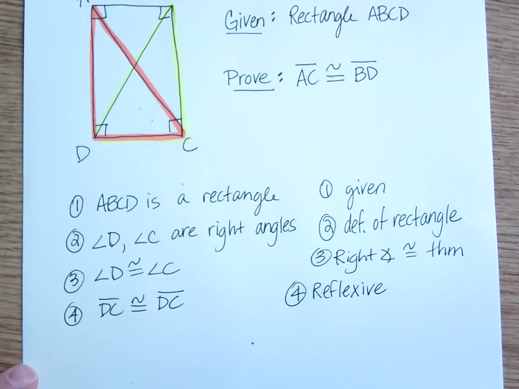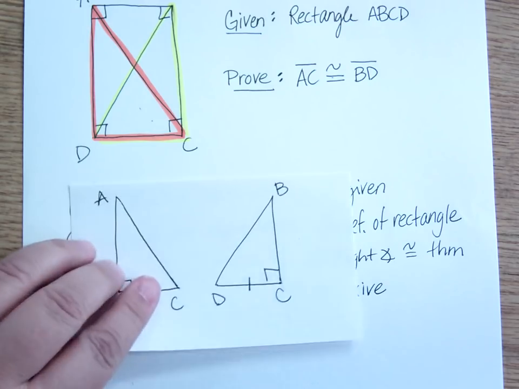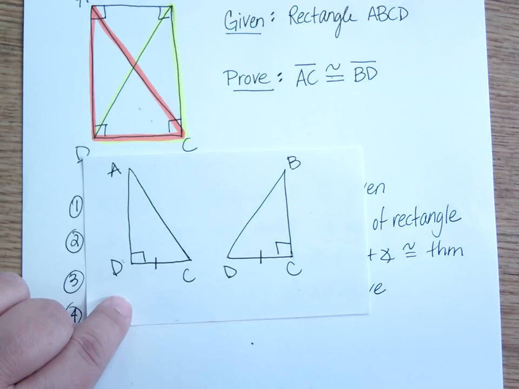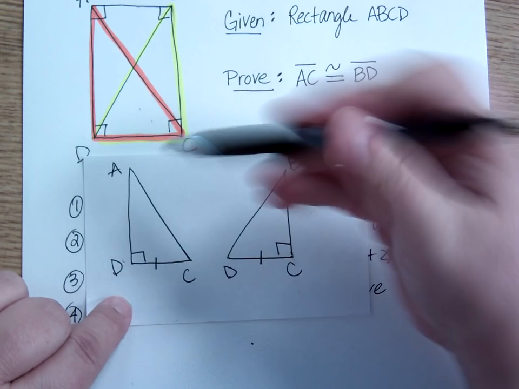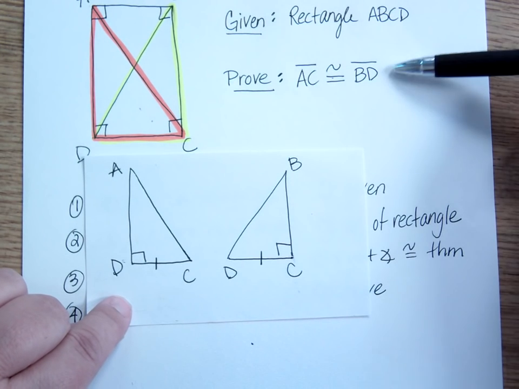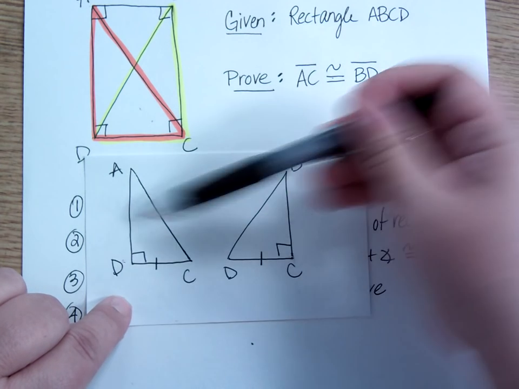Okay, so now this is what we've got. We need at least one more thing here to be able to say these triangles are congruent. Okay? We can't use that AC is congruent to BD because we don't know that. That's what we're actually trying to figure out. We're trying to figure out how to prove that. Okay? But what about these two sides?